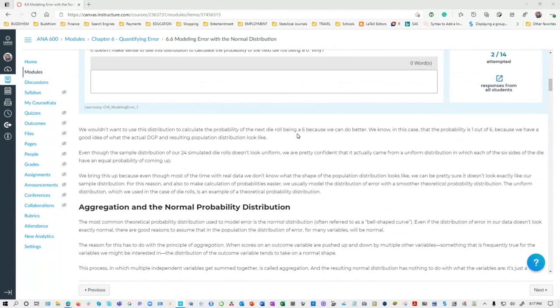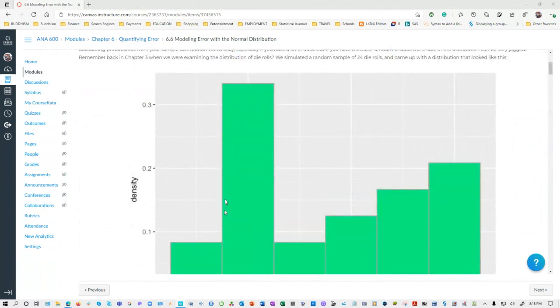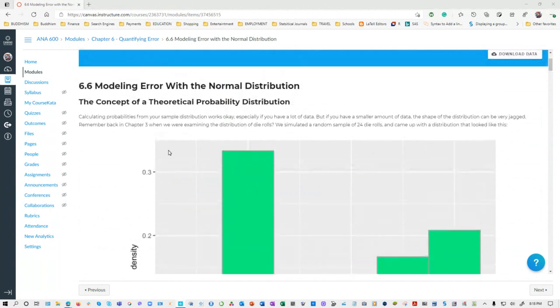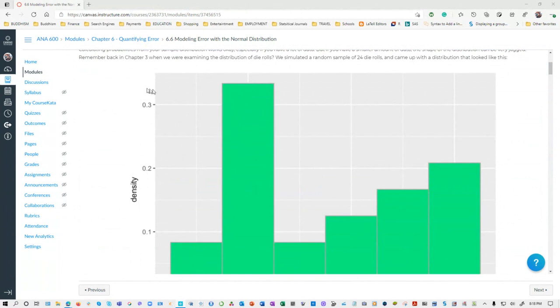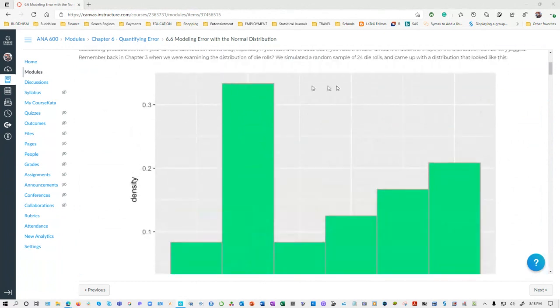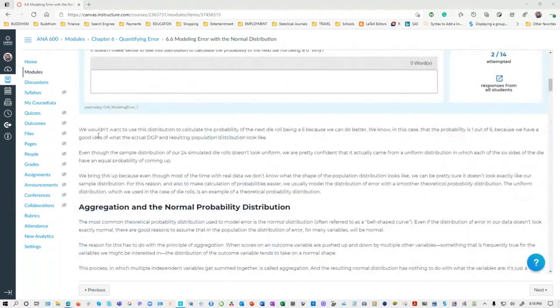We know in this case the probability is 1 out of 6, because we have a good idea of what the actual DGP and resulting population distribution look like. We can remember our population one was not like this. It was a uniform distribution. Each and every number has an equal chance of facing up. That means 1/6 for all the numbers 1 through 6. That's for the population; it was uniform.